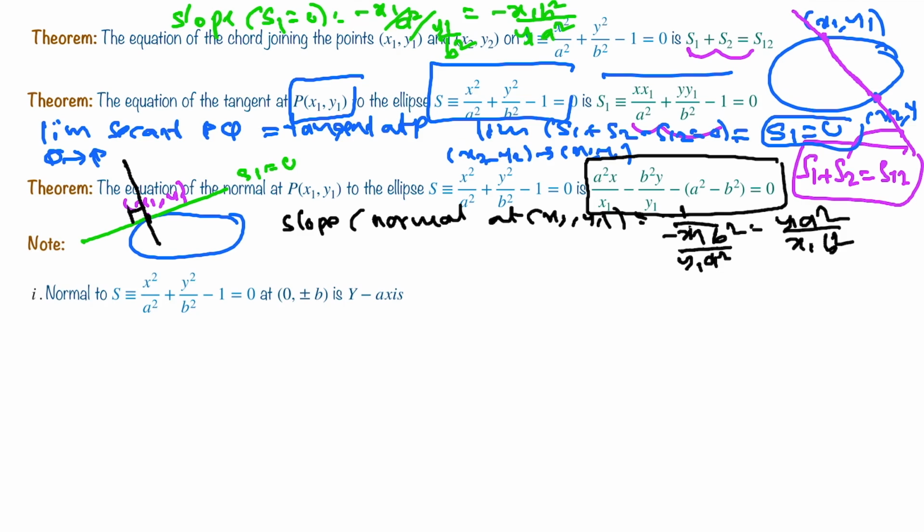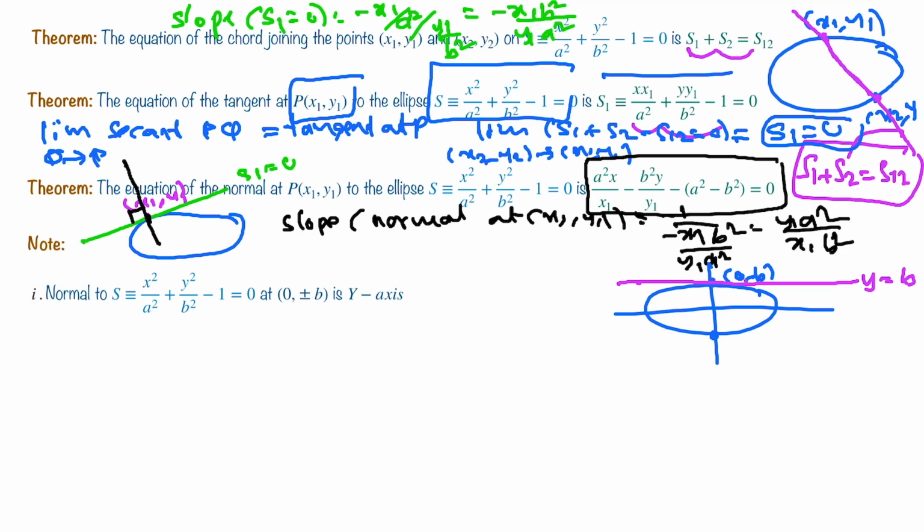Note here, the normal to the standard ellipse x square by a square plus y square by b square minus 1 equal 0 at 0 comma plus or minus b is the y axis. It's pretty clear that if you take the standard ellipse, at this point, this is 0 comma b. So first, what is the tangent at 0 comma b? If you simply substitute 0 comma b in S1 equal to 0, x1 is going to be 0, y1 going to be b, then you will end up with the line y equal to b, a horizontal line.